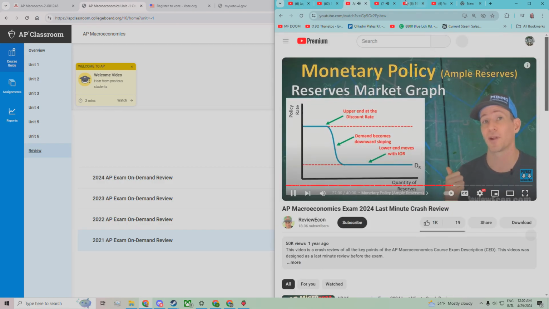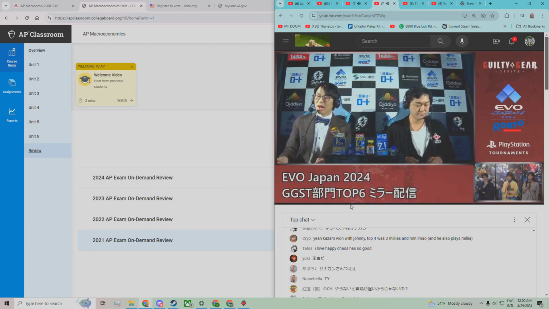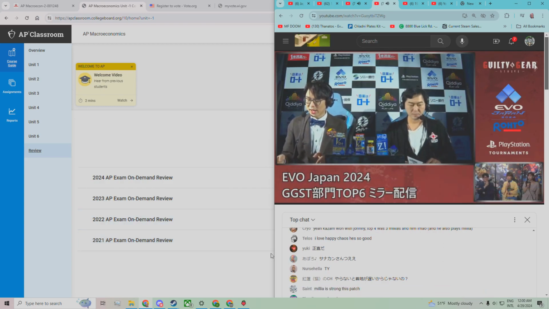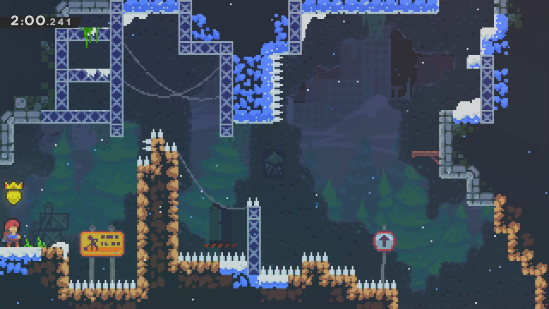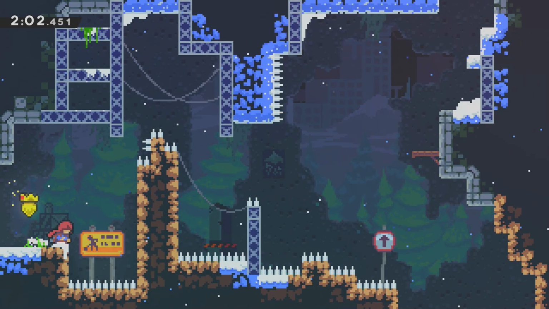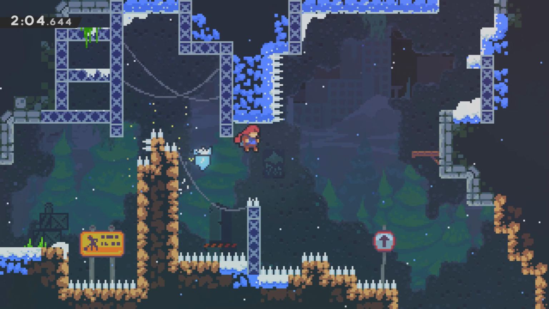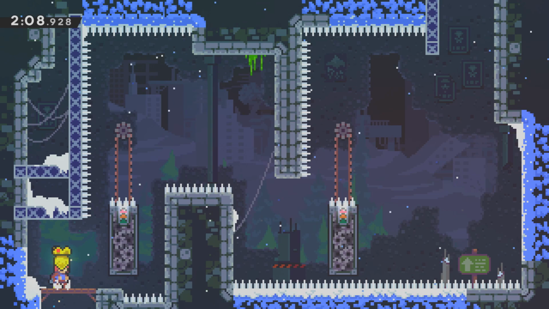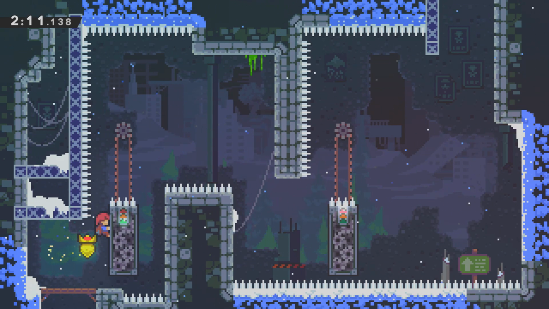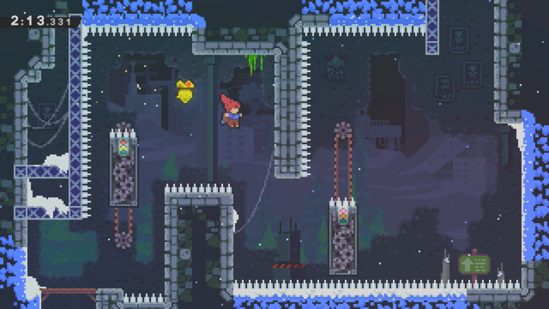Reserves with an upper end that is flat at the discount rate. We have a downward sloping demand curve as well. And at the lower end, we have another flat portion that moves with interest on reserves. Interest on reserves is the interest that banks are paid by the Federal Reserve on their reserves. And when we add that supply of reserves market, we get our equilibrium policy rate where the two curves cross.